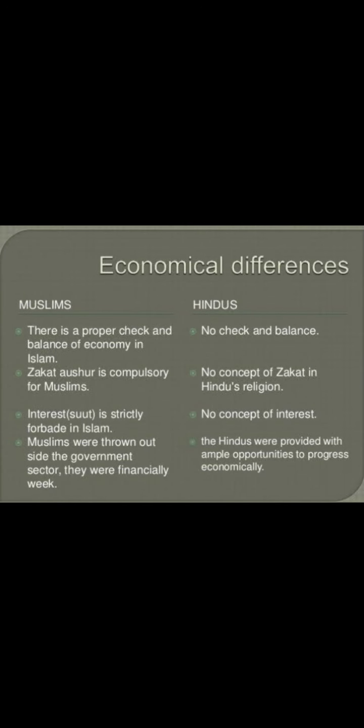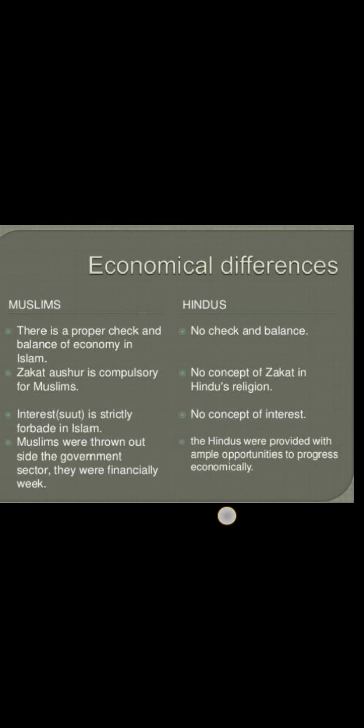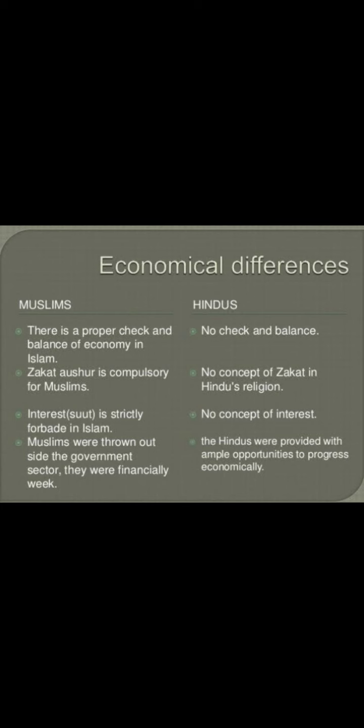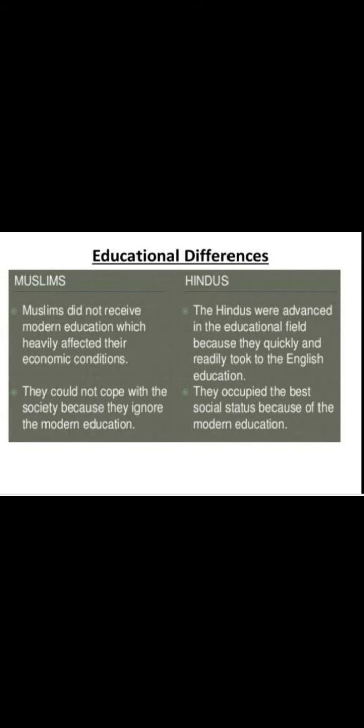Then what was the economic difference of Hindus and Muslims? There was a proper check and balance in the economy of Islam, but in Hinduism there was no check and balance. Zakat was compulsory for Muslims, but there was no concept of zakat in Hinduism. Interest was strictly forbidden in Islam, but there was no such concept in Hinduism. Muslims were thrown out of the government sector and were financially weak. The Hindus were provided ample opportunity to progress economically. These were the economic differences.